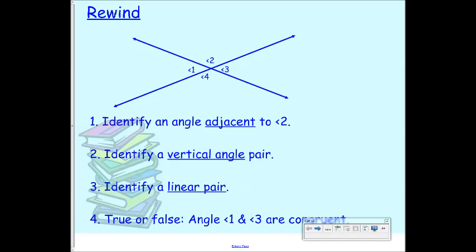All right, what about number 3? Identify a linear pair. Has to make 180 degrees, and they also have to be on the same line, so adjacent to each other. Exactly. So give me an example of a linear pair. 2 and 3, 1 and 2, 1 and 4, 3 and 4. So there's actually 4 linear pairs here because 3 and 4 make a straight line, 2 and 3 make a straight line, 1 and 4 make a straight line.